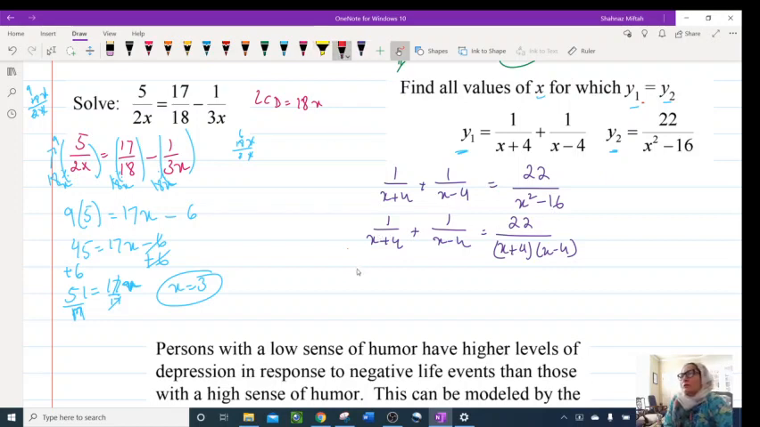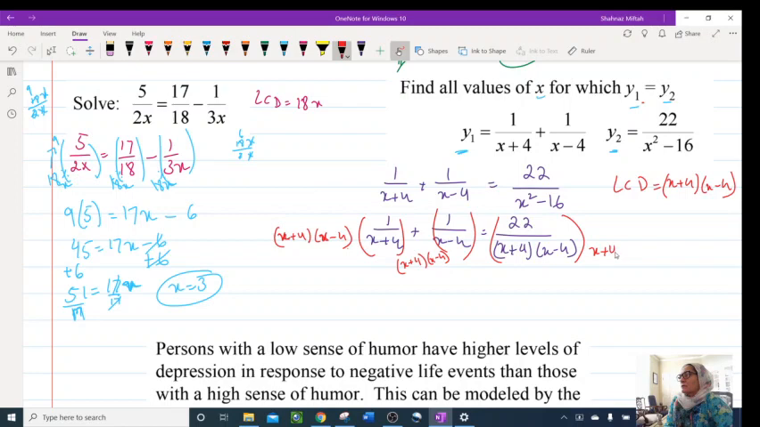So I'm going to multiply by that least common denominator. Okay, let's write down this least common denominator, x plus 4 and x minus 4. So I'm going to multiply x plus 4 and x minus 4 here. My x's are bad, I'm sorry. And again, the same thing: I have x plus 4 and I have x minus 4, and I'm multiplying, and the same thing goes here. I'm going to multiply x plus 4, x minus 4.